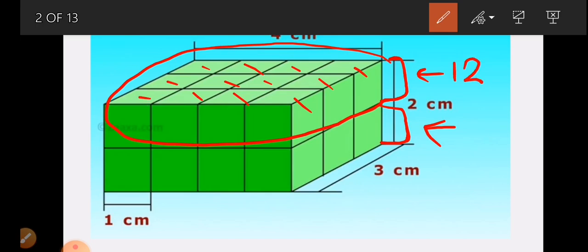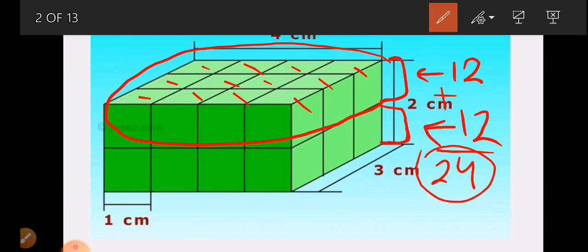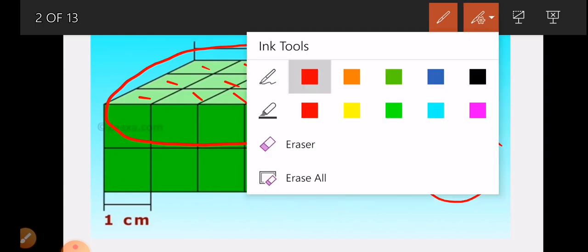So the same number, I have it down, but it's hidden. That's why I cannot see all of them. So also we have 12 down. 12 plus 12 gives me 24. So on this shape I have in all 24 cubic units, so 24 cubic centimeters. This is the volume of the solid figure. This is the first way, by using my cubic unit.